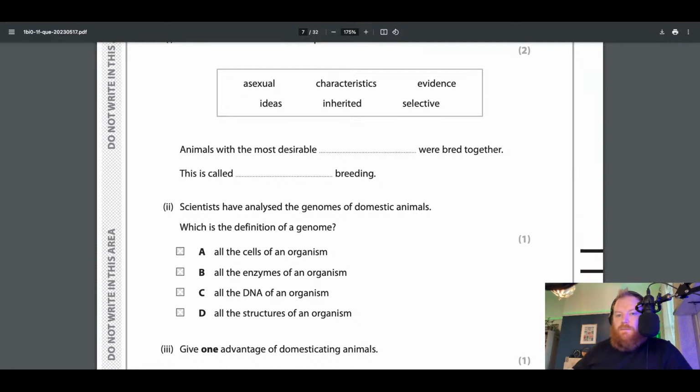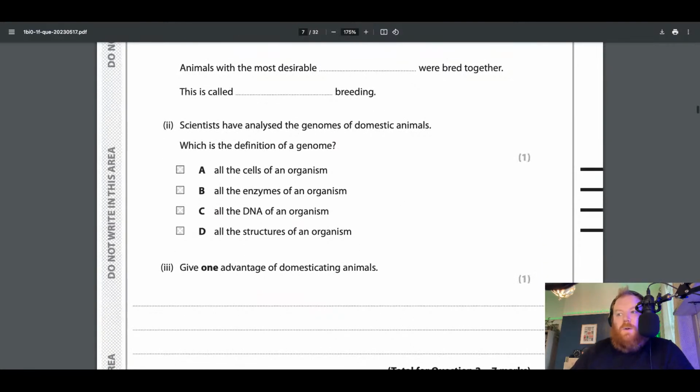Our next question is, what is the definition of a genome? And again, this is just one mark, it's a multi choice question. So, is it all the cells of an organism, all the enzymes of an organism, all the DNA of an organism, or all the structures of an organism? So, what is the definition of a genome?